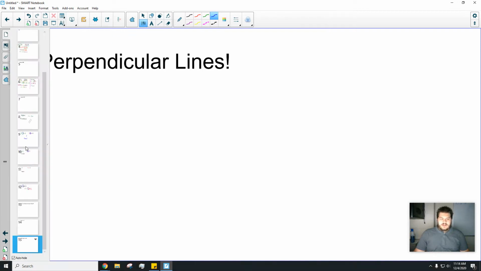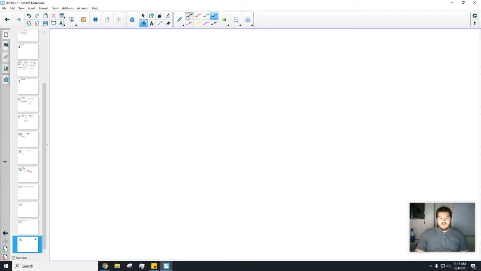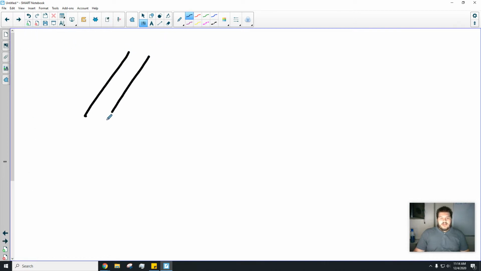Essentially, the way I think about it is we have three different types of line pairs. We have our parallel lines, the ones that never cross. We have our collinear lines, which are lines that overlap each other. They should overlap each other perfectly, but you get the point. And then we have our last set, which are our intersecting lines. Intersecting lines are ones that just cross through each other.